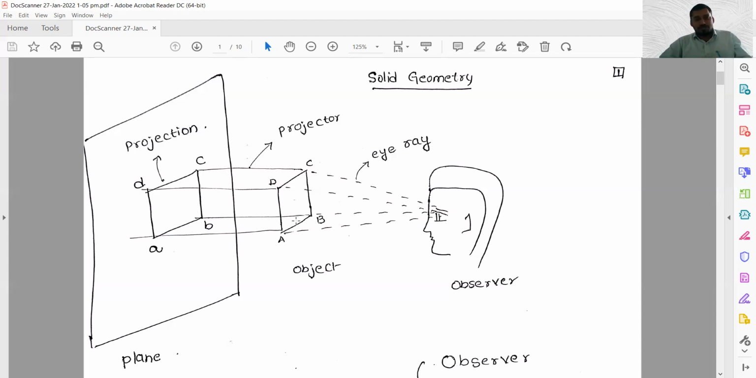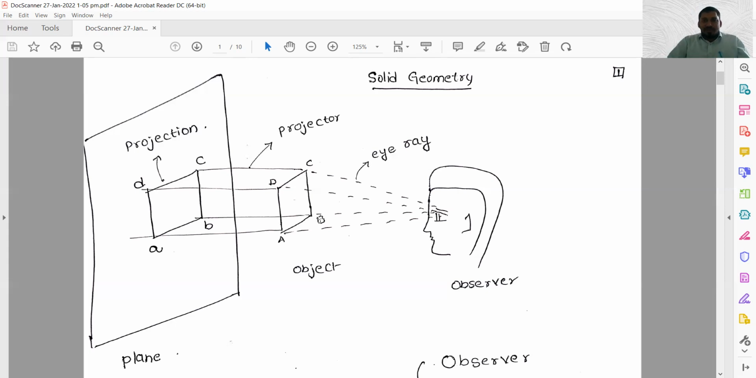So this is projection. Finally, four things we have to observe here. One is the observer, and the second is the object. Before the object we see eye rays. After the object, the eye rays turn into projectors. These projectors go and meet the plane, and finally give one image. That image is called projection. The plane on which that projection is placed is called the plane of projection. So you have to observe these things from this diagram.